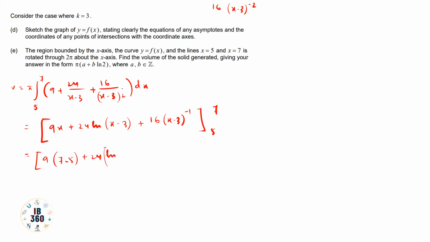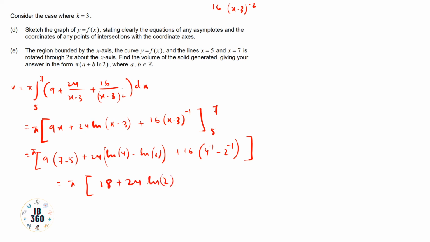Okay, so 9 of x, so 9 into 7 minus 5 plus 24 of ln 4 minus ln 2, simple, just 7 minus 3 is 4 and 5 minus 3 is 2, plus 16 times 4 inverse minus 2 inverse. Okay, so we are getting pi, just pi here, you must be careful with all your equations. So 18 plus 24 ln 2 plus 16 into 1 by 4, so I have pi times 18 plus 24 ln 2 plus 4.